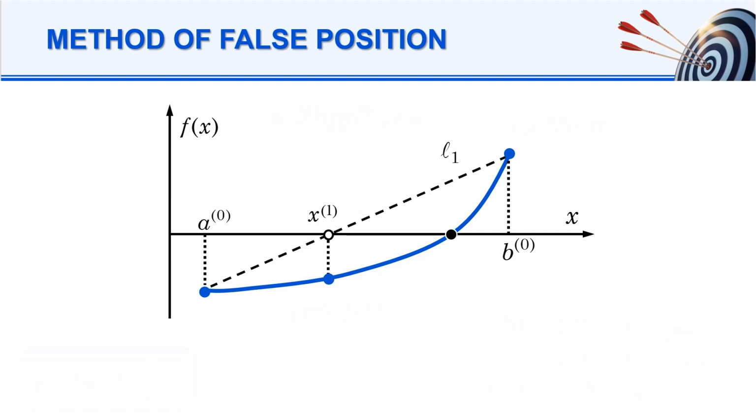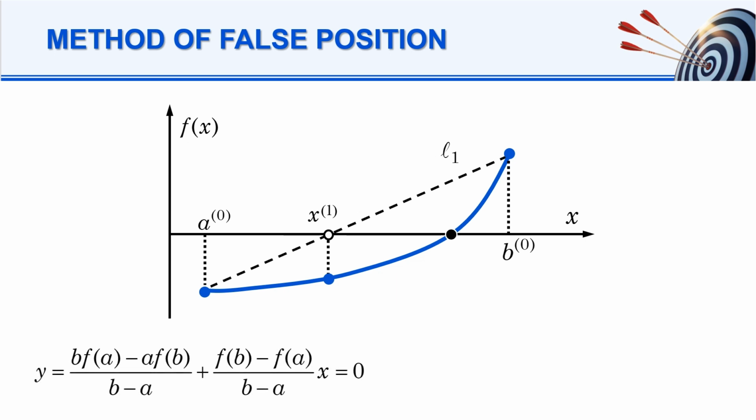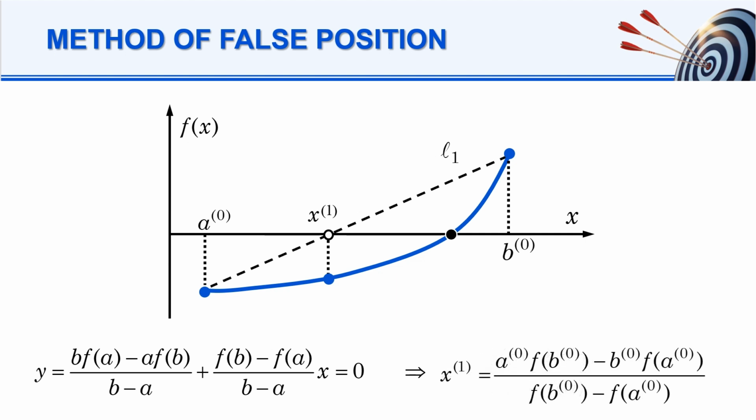Now, we will calculate the intersection point x1. To do that, we obtain the equation of the line that passes through the endpoints, and then set it to 0. We then obtain the following as an approximation for the root. To generalize, we will make use of superscript notation for the approximation. Before the next estimation, we update a1 with x1 and b1 with b0.